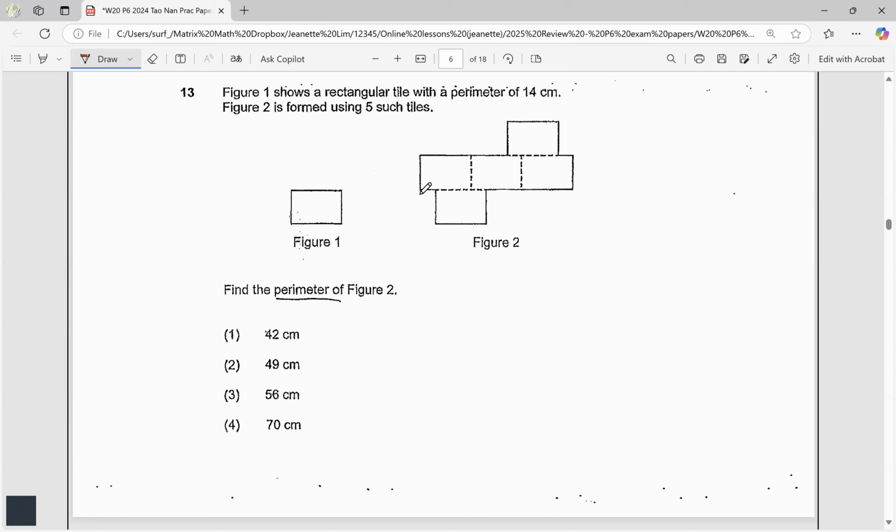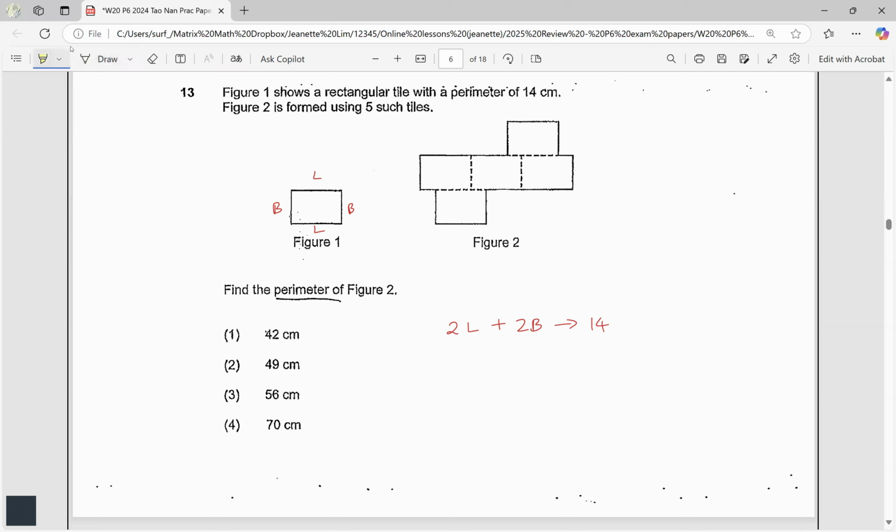Now, we're not given the length or the breadth. We're just given the perimeter, which is 2 lengths and 2 breadths. So let's call it L and B. So 2L plus 2B is 14. Now I need to figure out how many L's and B's this figure is made up of.